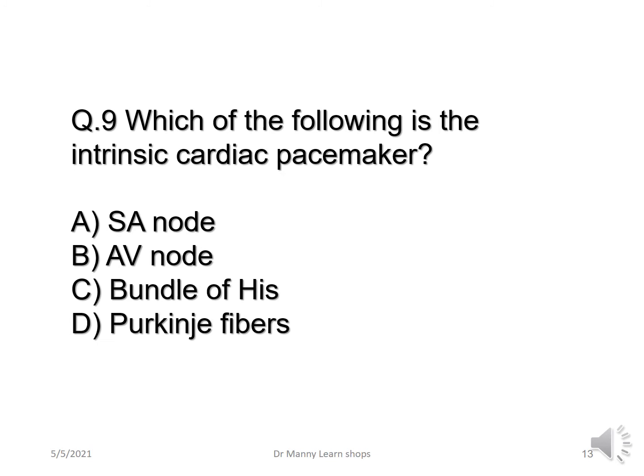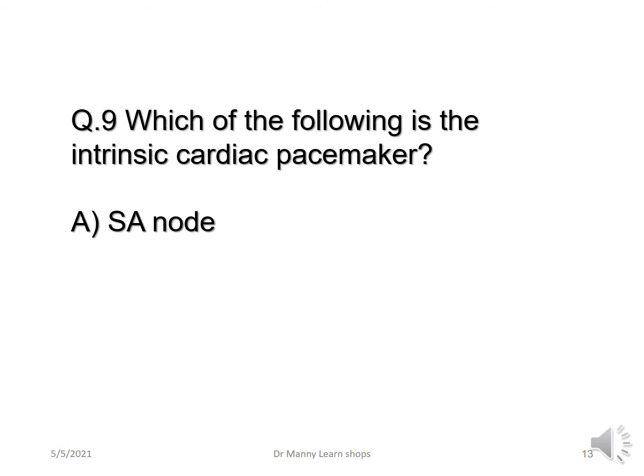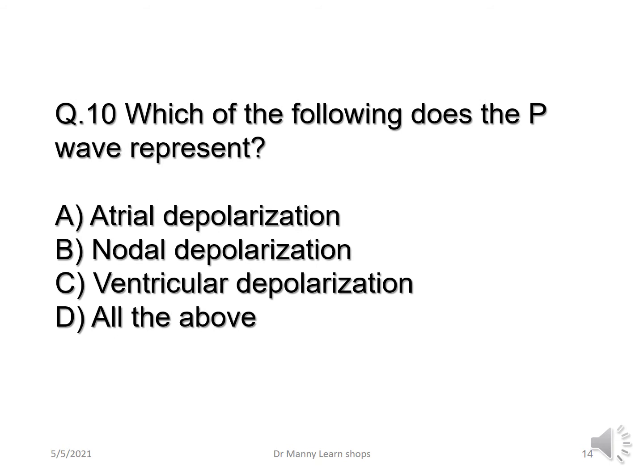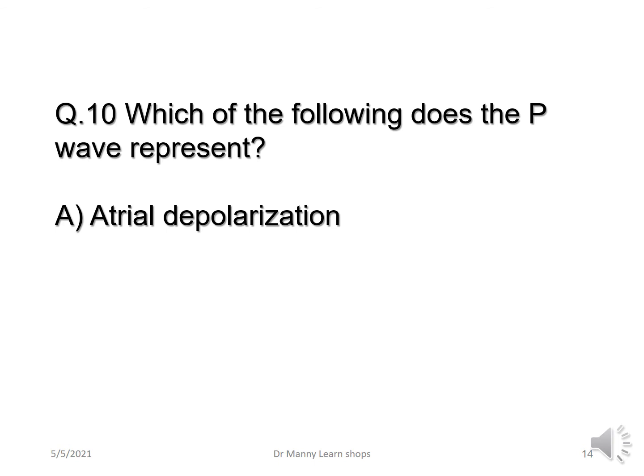Which of the following then pertains to the intrinsic cardiac pacemaker? Is it the SA node, AV node, bundle of His, Purkinje fibers? The correct answer is the SA node. The sinoatrial node is the intrinsic cardiac pacemaker. Which of the following does the P wave represent? And the correct answer is atrial depolarization.